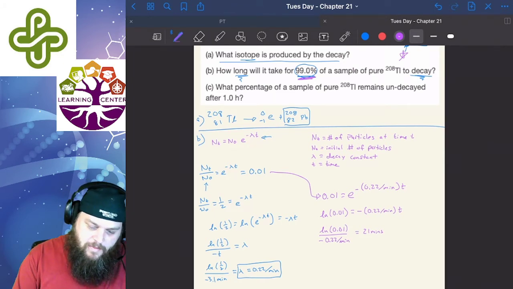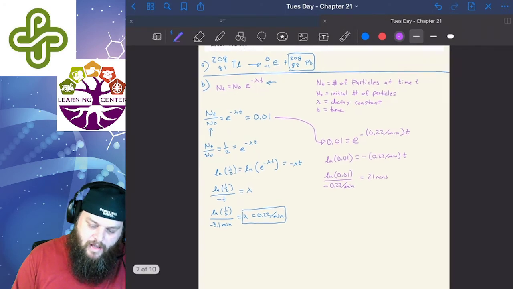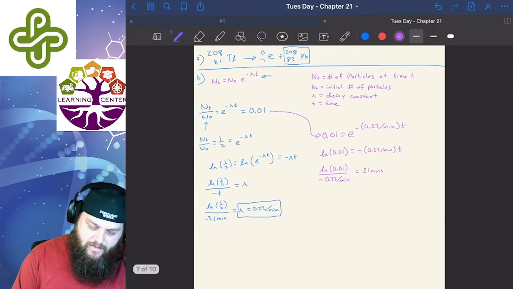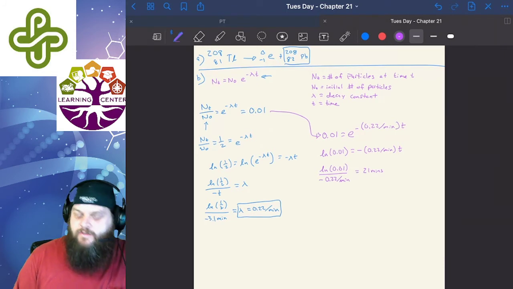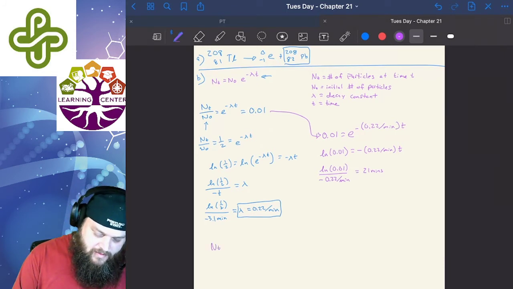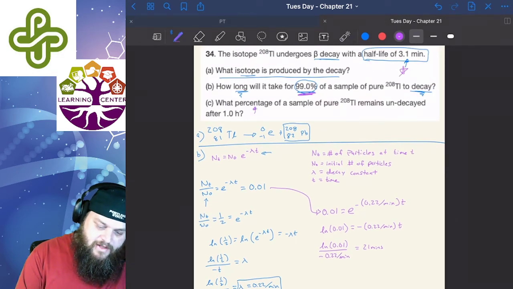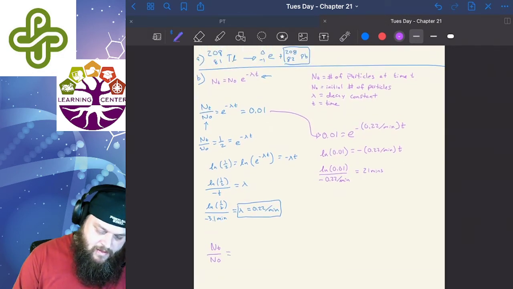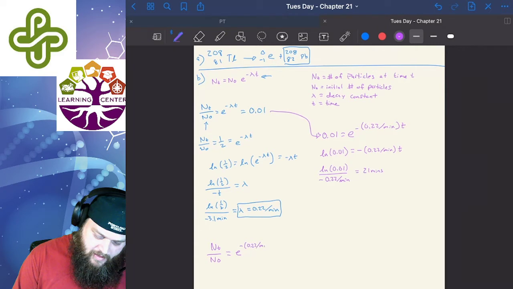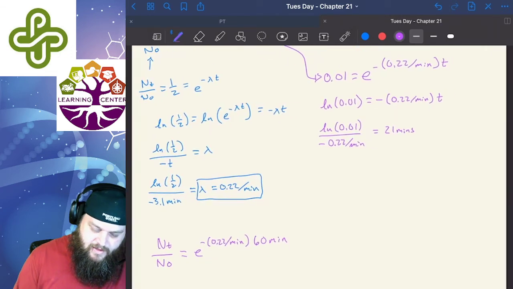Part C, what percentage of the sample of pure thallium remains undecayed after 1 hour? So now that we have that decay rate, a lot of these are really simple, because we have N_t over N naught, which is that fraction that we have. Here they're asking for a percentage, but we can deal with that. It's equal to e to the power of negative 0.22 per minute times 1 hour, which is really 60 minutes.